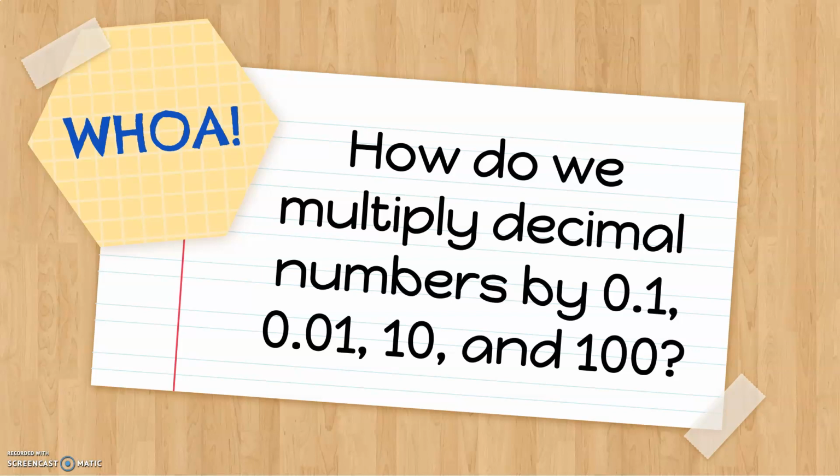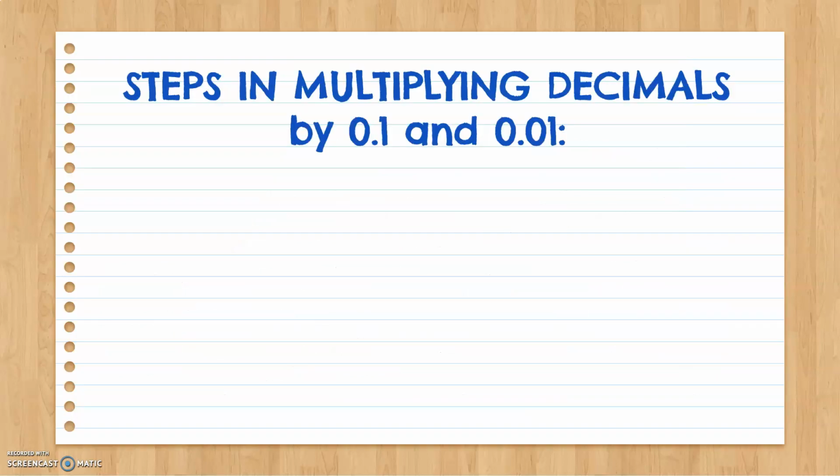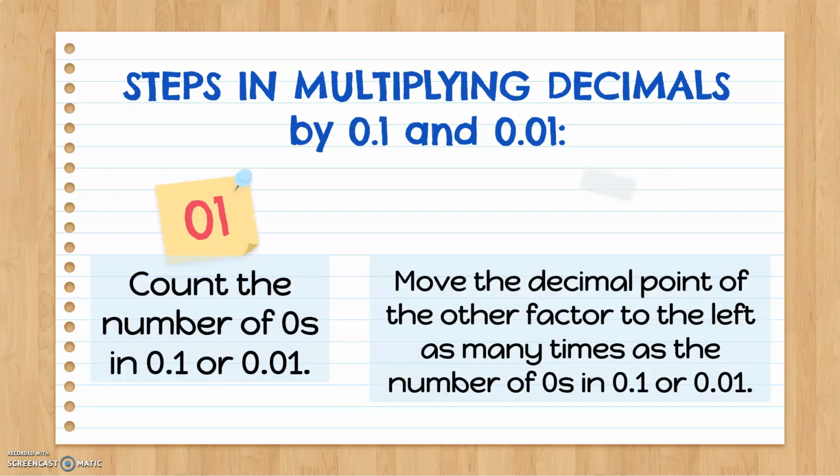Now, how about if we will multiply our numbers by 0.1, 0.01, 10, and 100? Okay, how do we do that? These are the steps that we'll follow. When one of the numbers that we are multiplying is 0.1 or 0.01, we'll just simply count the number of zeros in 0.1 or 0.01. Then we move the decimal point of the other factor to the left as many times as the number of zeros in 0.1 or 0.01.